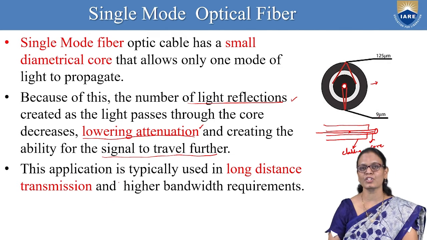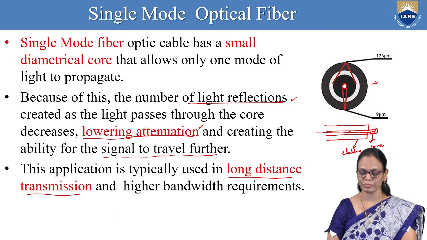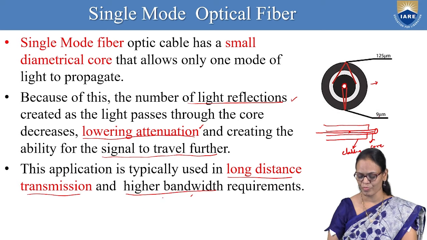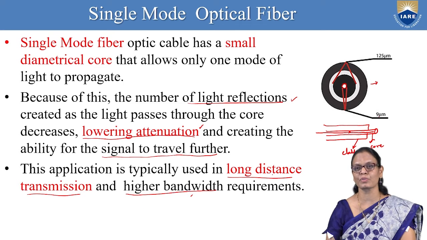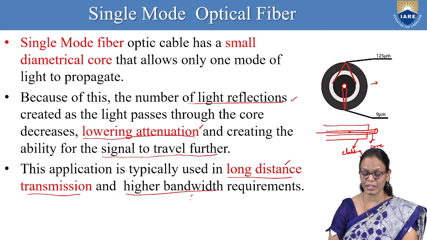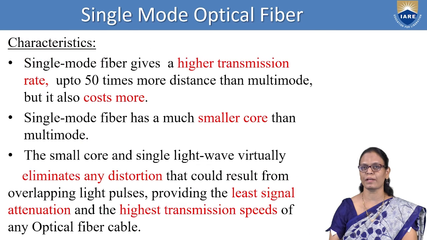So this single mode fiber is typically used in long distance transmission and higher bandwidth requirement. So wherever we need higher bandwidth, we use single mode fiber. Wherever it has to be transmitted through long distances, we use single mode fiber. These are the two things we need to remember regarding the single mode optical fiber. So coming to the characteristics, whatever we have discussed, we are going to list them down now.